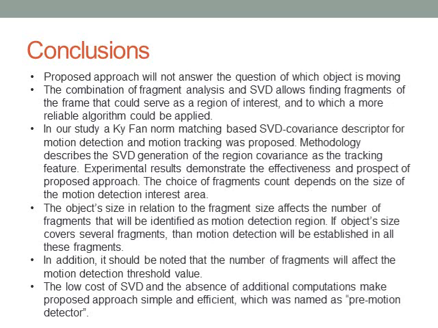The choice of fragment count depends on the size of the motion detection interest area. The object size in relation to the fragment size affects the number of fragments that will be identified as a motion detection region. If the object size covers several fragments, the motion detection will be established in all those fragments. In addition, it should be noted that the number of fragments will affect the motion detection threshold value.